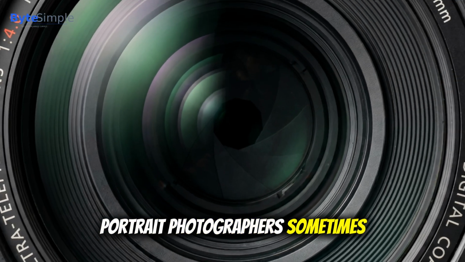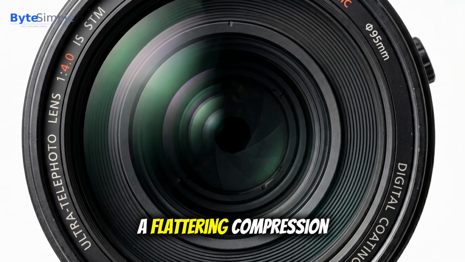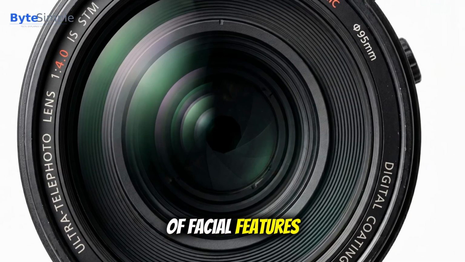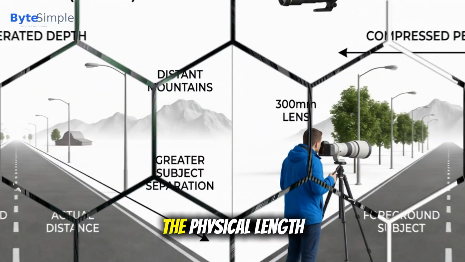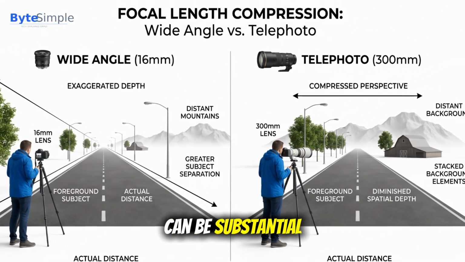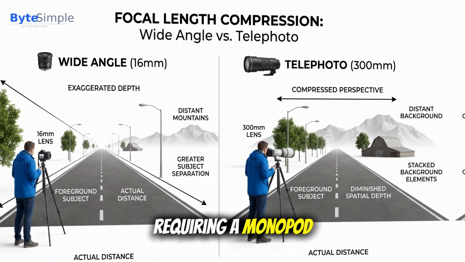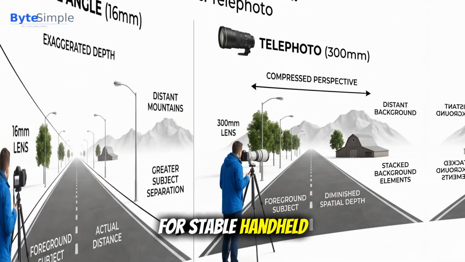Portrait photographers sometimes use moderate telephoto focal lengths because they produce a flattering compression of facial features that wide-angle lenses do not. The physical length and weight of professional telephoto lenses can be substantial, with some wildlife and sports lenses requiring a monopod or tripod for stable handheld use.